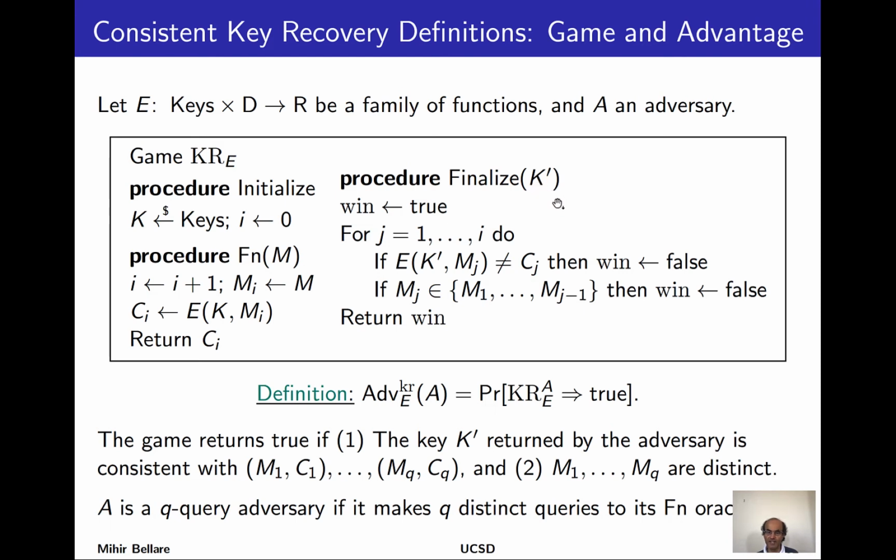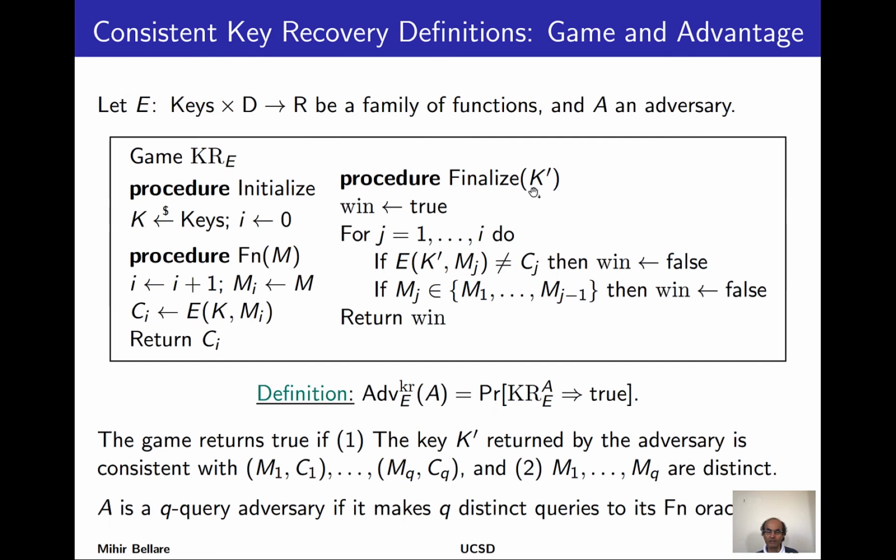And this is where there's a change. Remember that earlier in our prior game, winning was simple. It was, does K prime equal K? Now it's more complicated. It lets the adversary win, certainly if K prime equals K, but it also lets it win more often. How is that? What it does is it says, consider the pairs M1, C1, M2, C2 created through FN. So the first time the adversary called, the message was M1, it got back C1. The next time it sent in M2, it got back C2.